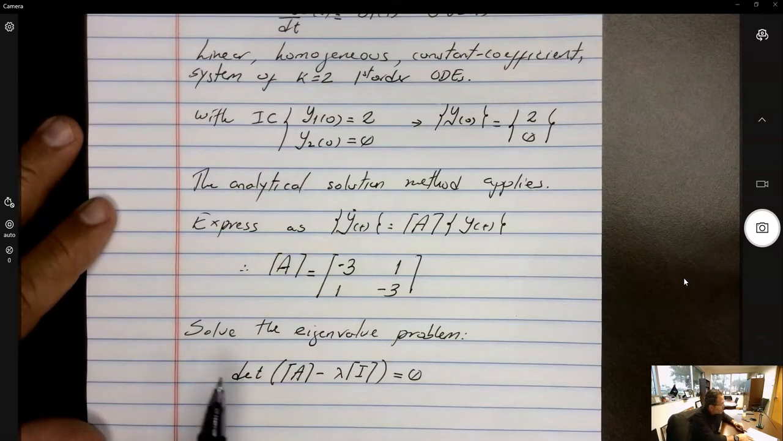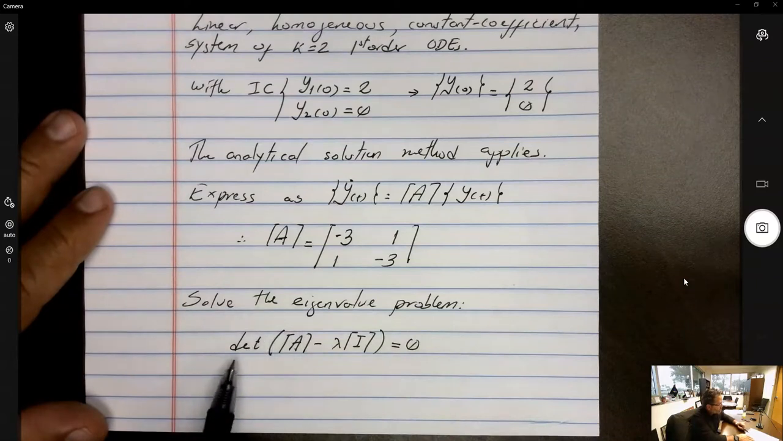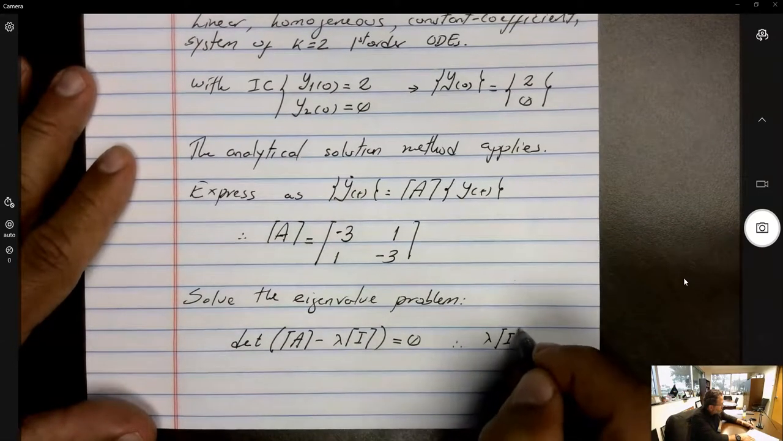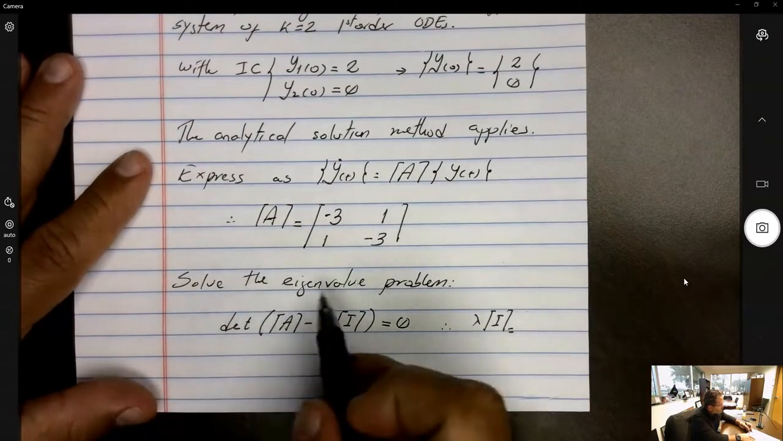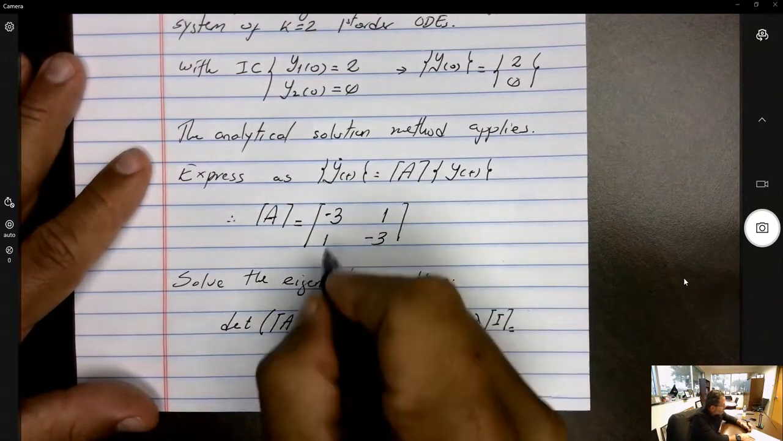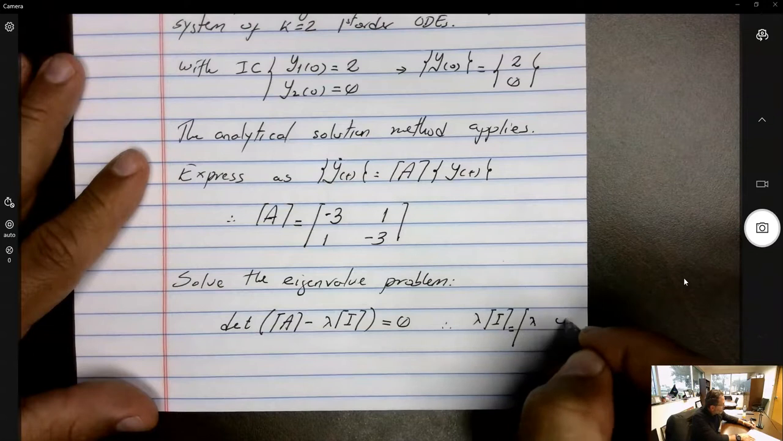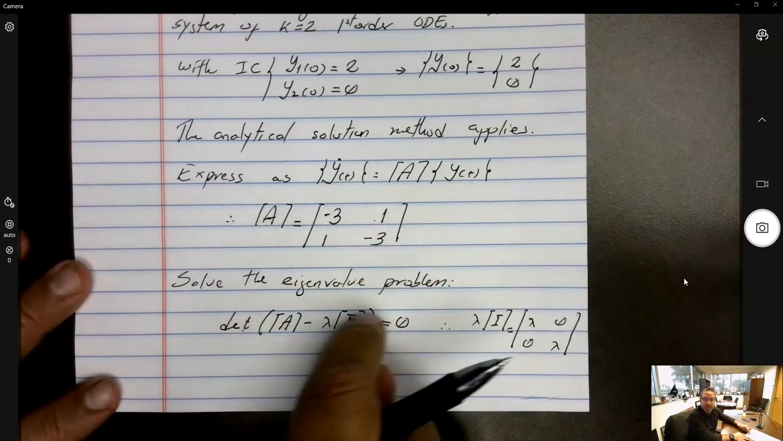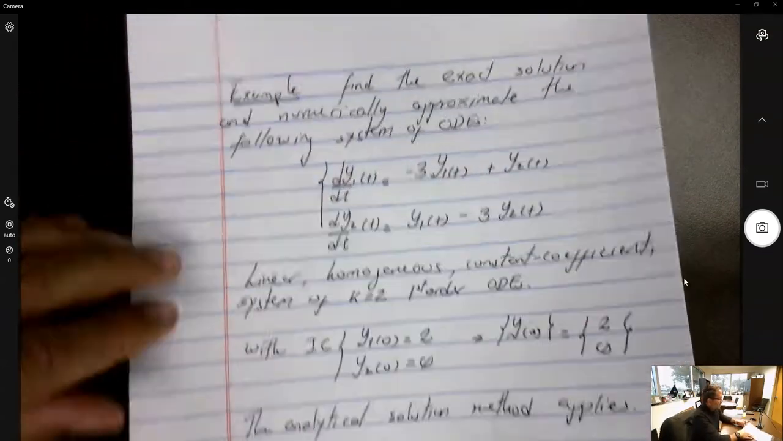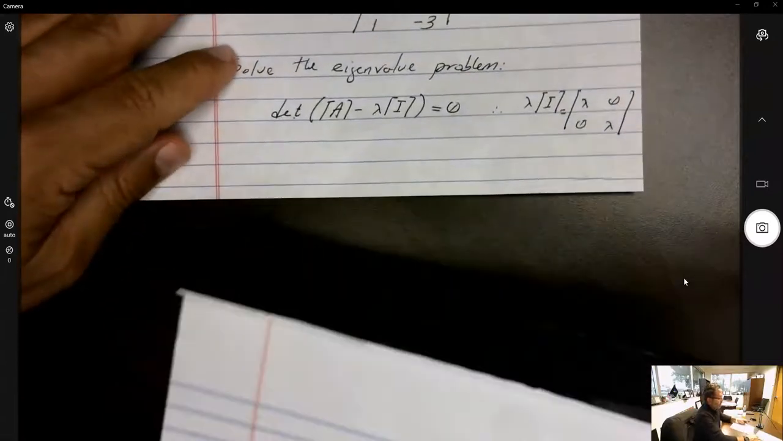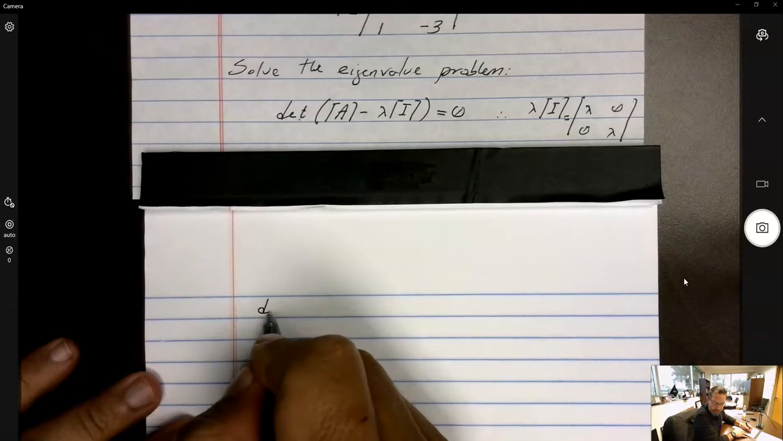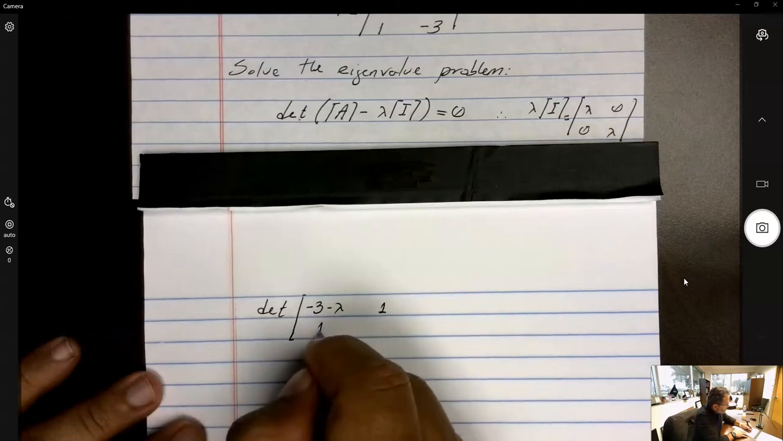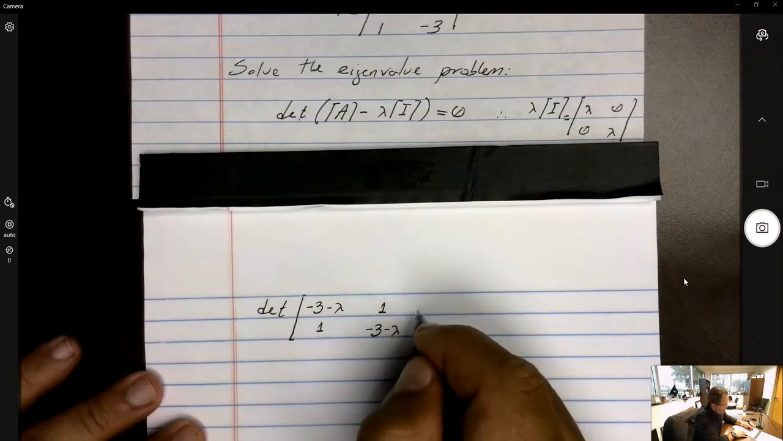In order to do that, either we find that the coefficients are 0, or that the determinant of this expression is equal to 0, such that lambda, as we know, are the eigenvalues, and lambda times the identity matrix, in this particular case a 2 by 2 matrix since it has to match the order of the matrix A, is lambda 0, 0, lambda. So we're going to subtract this matrix from the matrix A and calculate the determinant of that. So basically, the determinant of the matrix minus 3 minus lambda, 1, 1, minus 3 minus lambda should be equal to 0.